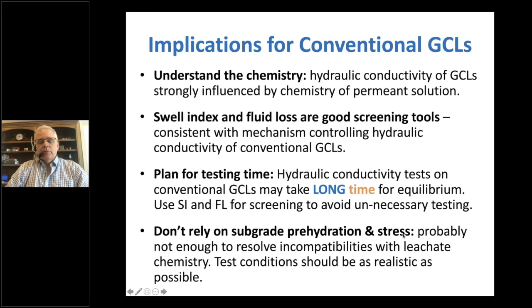And then finally, there's not a whole lot we can rely on for subgrade prehydration. I didn't talk much about stress. We'll talk more about that later in another webinar. But the chemical effects are not driven greatly by stress either, not ameliorated. So we can't ameliorate chemical interactions in a substantive way, either by prehydrating it on a subgrade or by applying higher stress. The conditions that occur when the GCL first gets contacted by leachate, when waste is first placed and liquid is first contacting the bentonite, tend to be the most important. And so we can't rely on those as factors that are gonna buffer the effects of chemical interactions. We need to pick a product that works with the chemistry of the leachate that we have in hand.